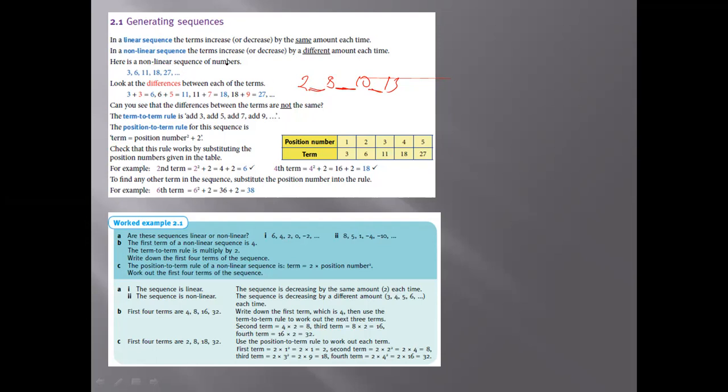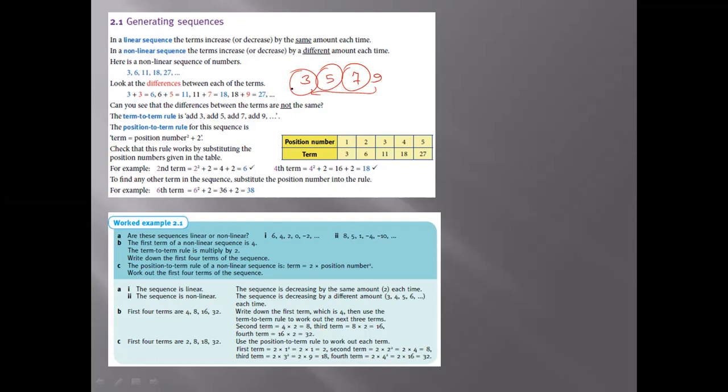Here is a non-linear sequence of numbers. For example, 3, 6. Between 3 and 6 we have 3. And between 6 and 11 we have 5, then 7 and 9. All the differences are odd numbers, and it's increasing by a different amount each time. 3 is less than 5, also less than 7. So look at the differences between each of the terms. Can you see that the differences between the terms are not the same? The term-to-term rule is add 3, add 5, add 7, add 9.